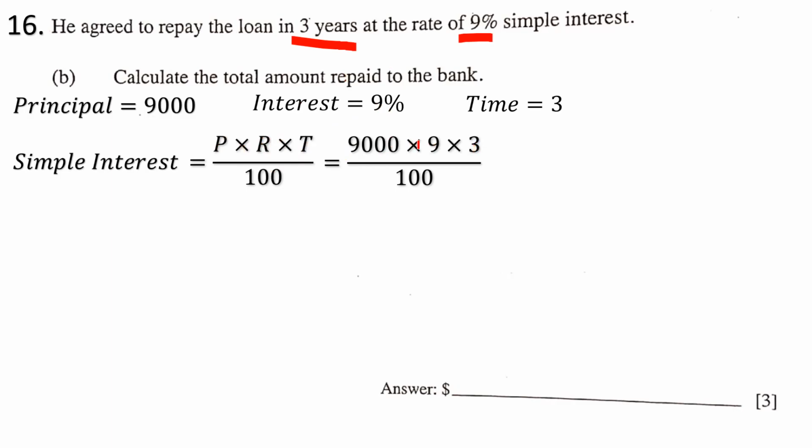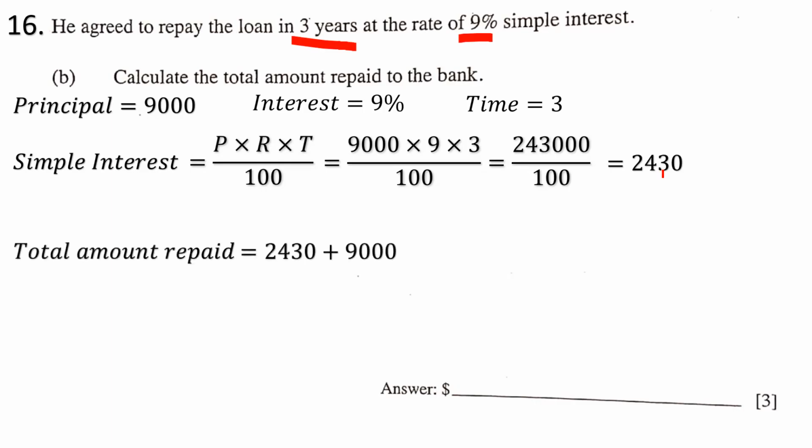And so we have 9,000 times 9 times 3. That's going to be 243,000 over 100. Next, we divide by 100, and so we're left with 2,430. Please bear in mind that this is just the interest that he's accumulated over the course of 3 years. This is not the total amount that he has to repay, because remember, he still has to pay back the principal, the 9,000 that he borrowed. So you have to pay the 9,000 plus interest. So the total amount repaid is going to be 9,000 plus 2,430, and so that's going to be 11,430. And that's the total amount that he has to pay to the bank.